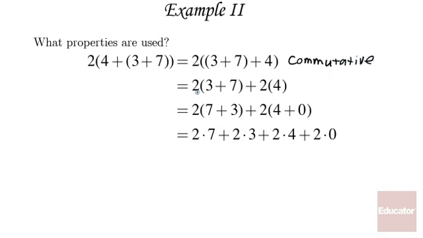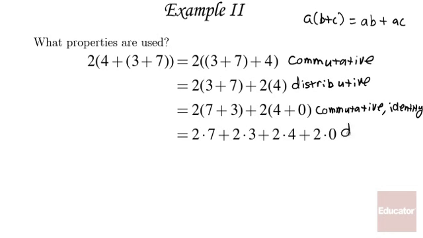In the next step, the order of these two numbers was changed, so that's commutative. And a 0 was also added to 4. And remember that according to the identity property, you can add 0 to a number and the original number is unchanged because 4 plus 0 is 4. So this is commutative and identity. Finally, getting rid of the rest of these parentheses by using the distributive property, 2 times 7 plus 2 times 3 plus 2 times 4 plus 2 times 0. So again, using the distributive property.